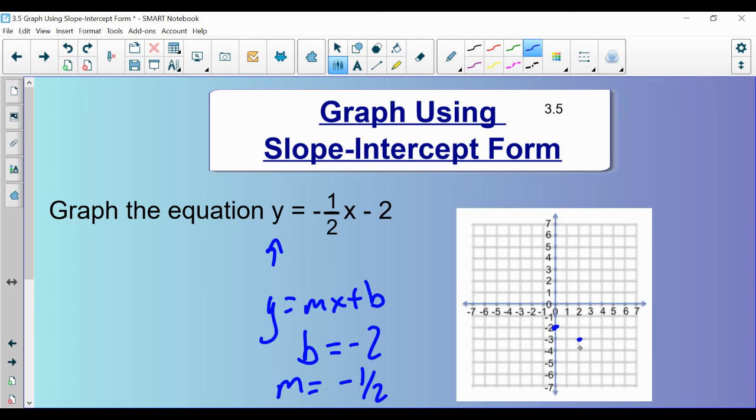So I can keep rising -1 and running 2. I could also rise a +1 and run a -2. As long as I'm going negative once and positive once, that's going to be going downward, which is what we want because our slope is negative. So I can connect these, and that's my line, that's my equation.